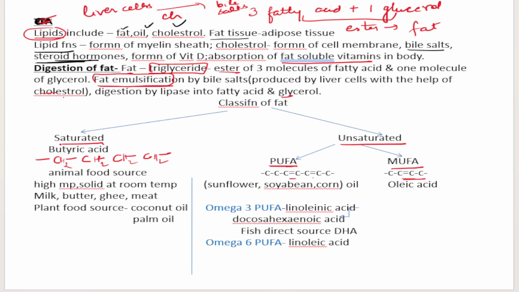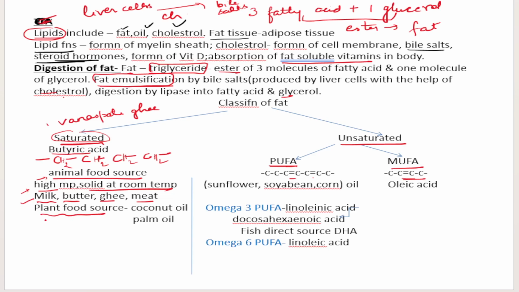Now we come to saturated fat. Vanaspati ghee is a source of saturated fat. Then butyric acid is also a source of saturated fat. Saturated fats are mainly obtained from animal food sources. These fats have a high melting point and they are solid at room temperature. Examples of saturated fat include milk, butter, ghee and meat.